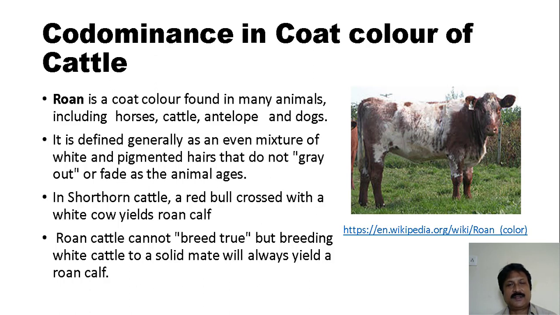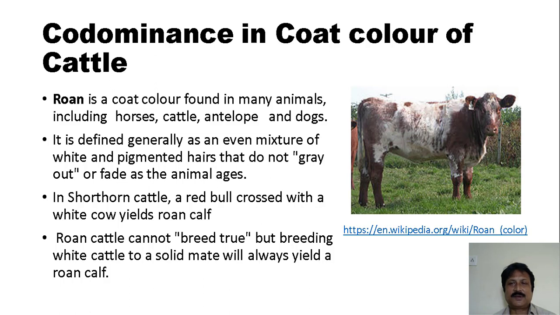So both the alleles are dominant. Red color produces red color hair, white color produces white color hair. Now in the roan coat cattle, there is a combination of red hair and white hair. So roan cattle cannot breed true. I suppose you understand they cannot breed true because it is a heterozygous animal.